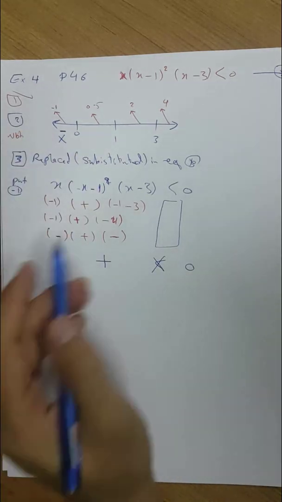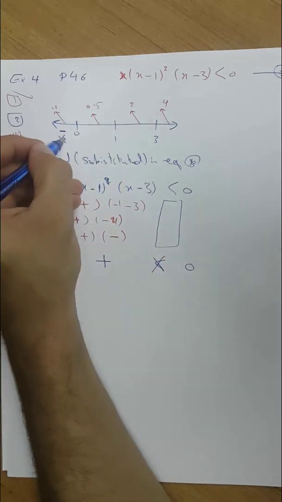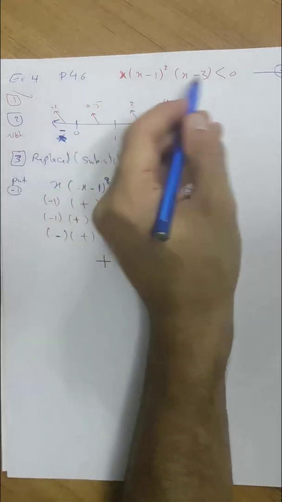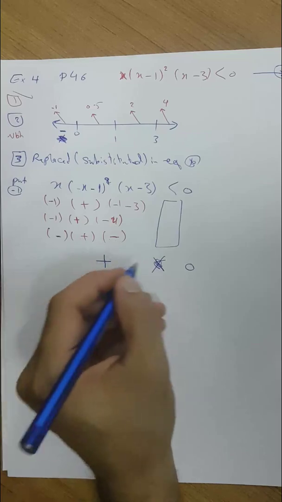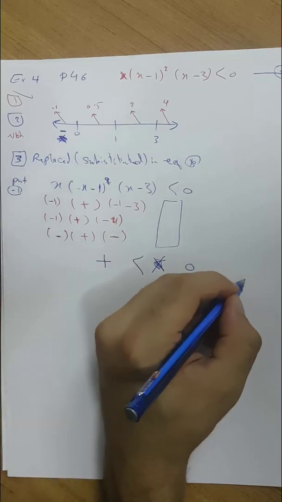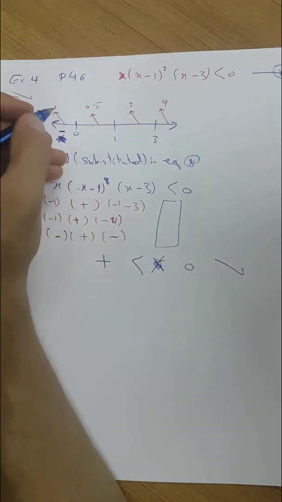Okay. Because, sorry. Yes, we need a negative. So do not cancel. Yes, it's less than 0. So choose it. We choose it.